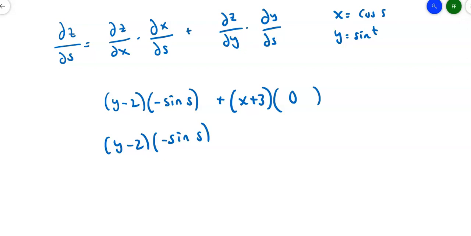Replace that y with the sine of t. So I get sine of t minus 2 times the sine of s. Maybe I'll put the negative on the outside. And that's the derivative of z with respect to s.